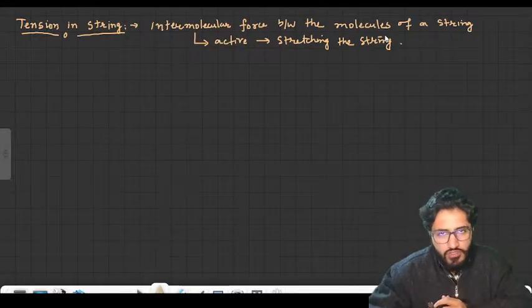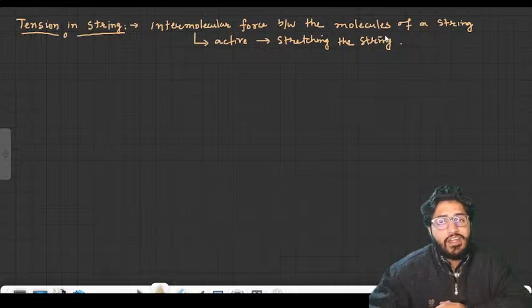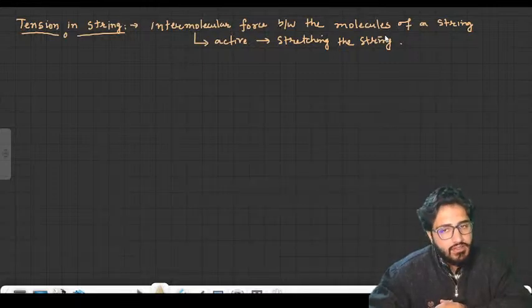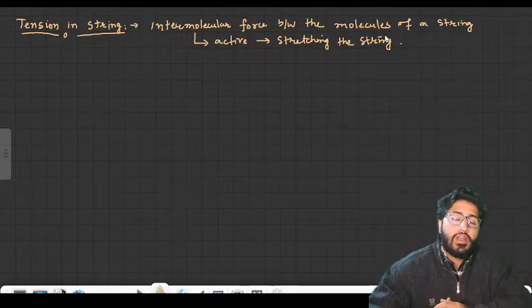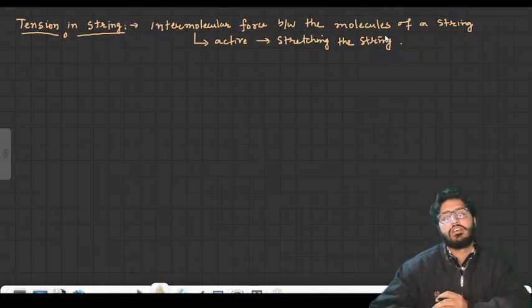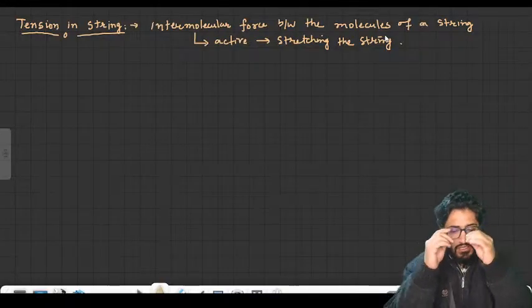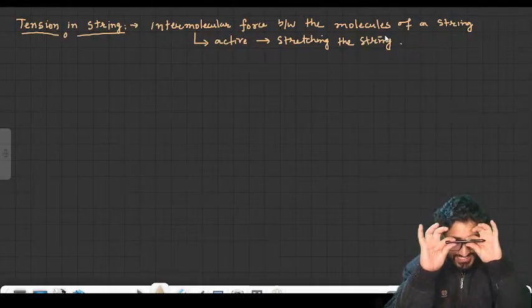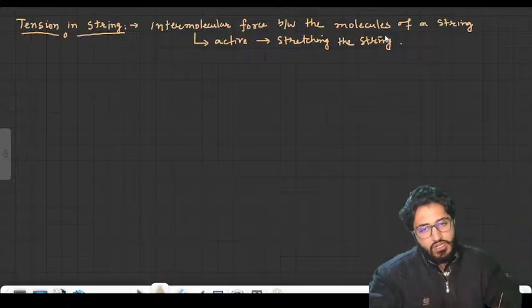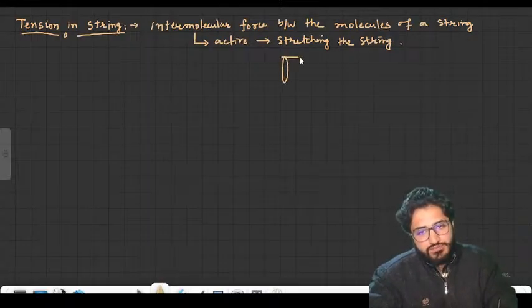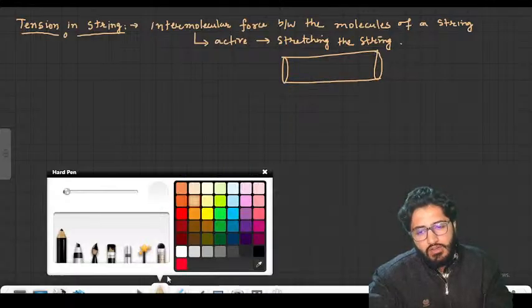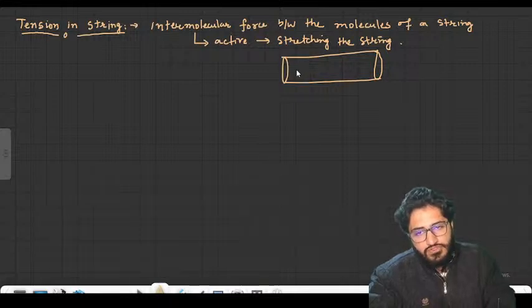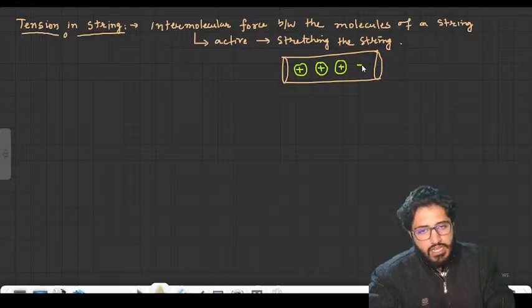Tension is an intermolecular force and it gets activated once you are stretching the string. It is always present, but it is not active. So it gets active when you are stretching the string. That means if this is my string, tension is present in the string, but when you are stretching it, it gets activated. Look now, if this is my string, if we look at the molecular level, inside the string we are having atoms. These atoms are at equilibrium position.